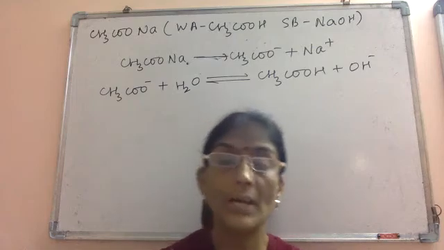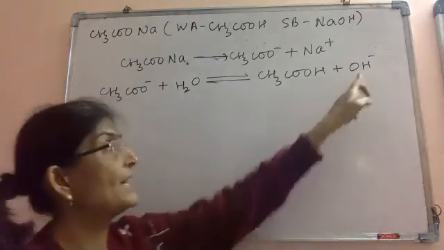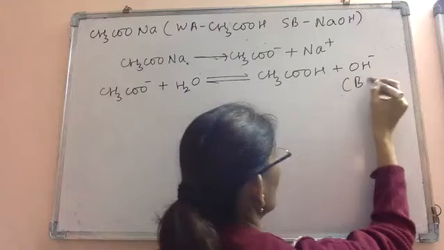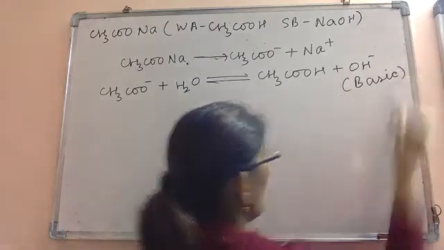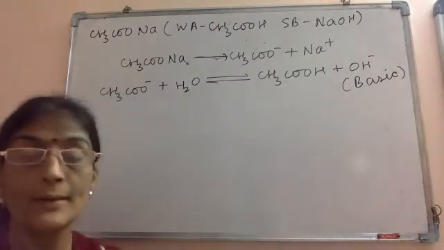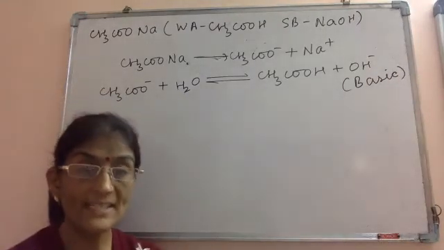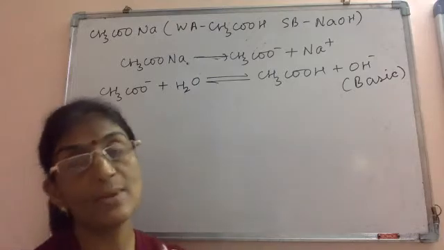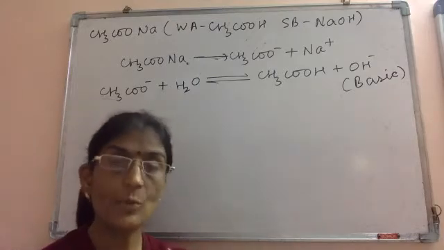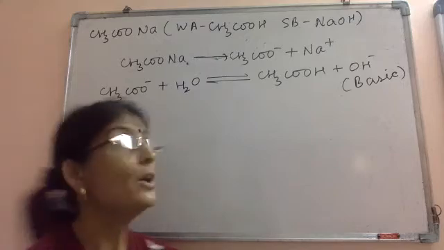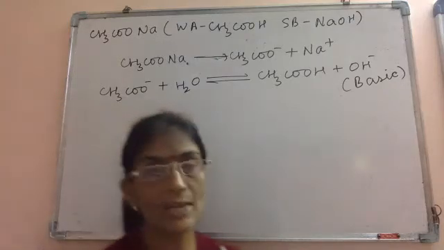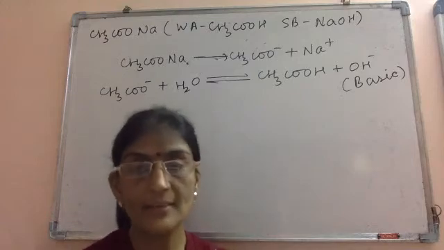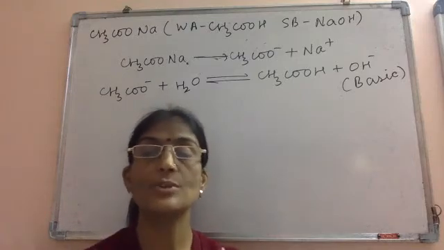And due to the increase in the concentration of OH minus, the solution will be basic. How will the solution be? Basic. Solution will be basic due to increase in the concentration of OH minus. Because of hydrolysis, the OH minus concentration increases, since the H plus ion of water combines with acetate, so what remains is OH minus. OH minus makes the solution basic.